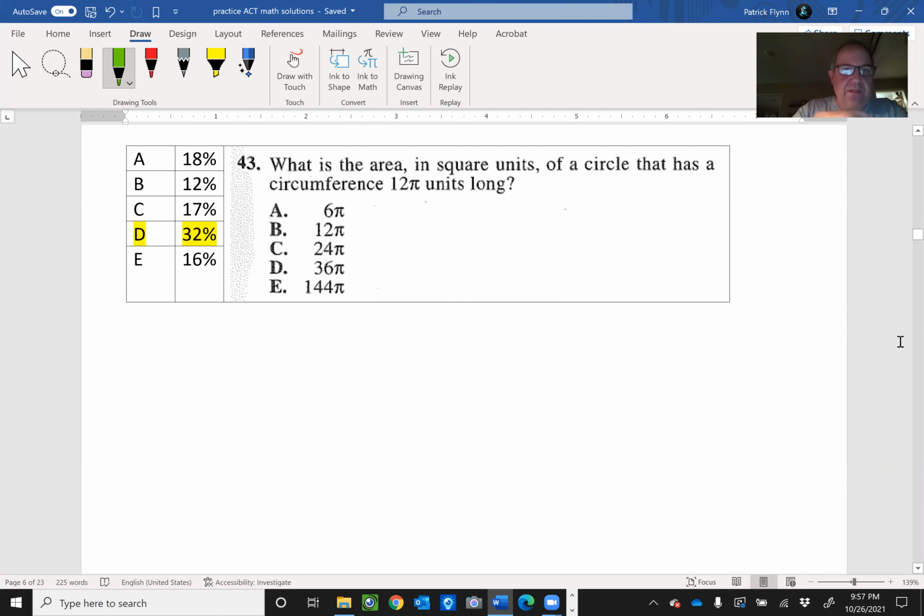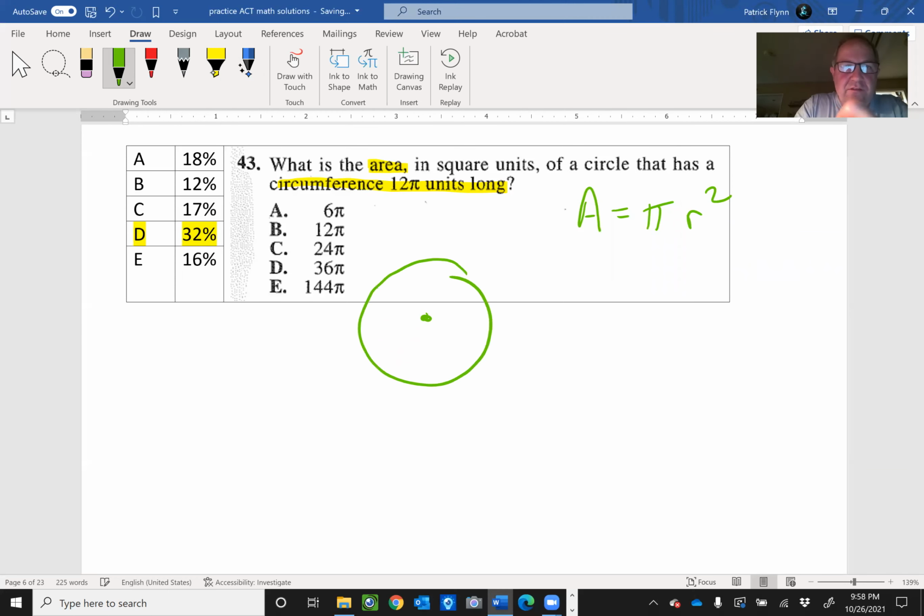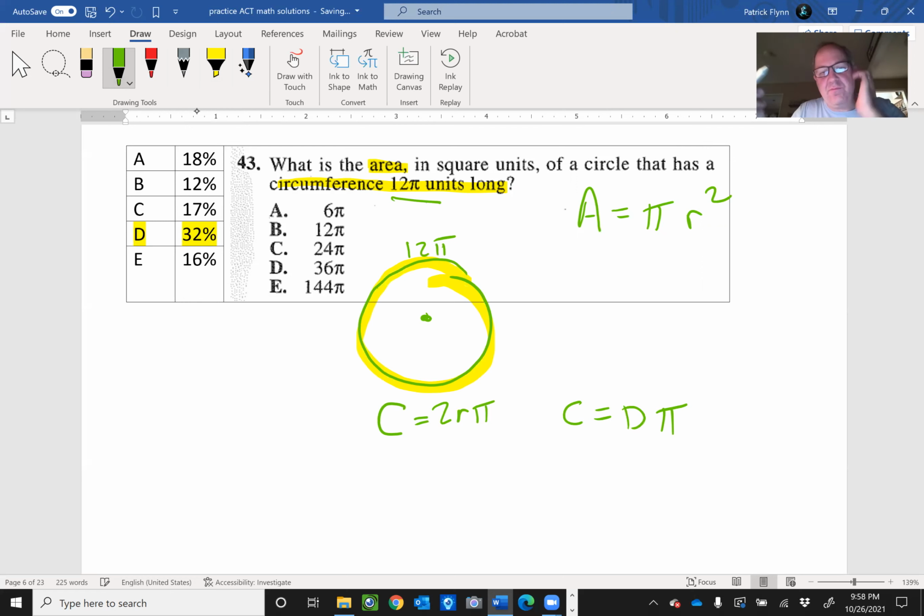Okay, question number 43. What's the area if the circumference is 12? So we have to remember that area is pi r squared, right? And in a circle, the circumference is how far it is all the way around, right? We're told it's 12 pi. And hopefully we remember the formula for the circumference. There's 2 of them. There's 2r pi. There's also diameter times pi. Doesn't matter which one you pick.